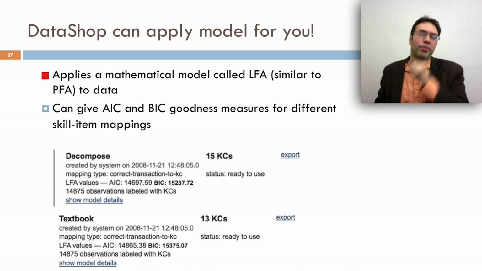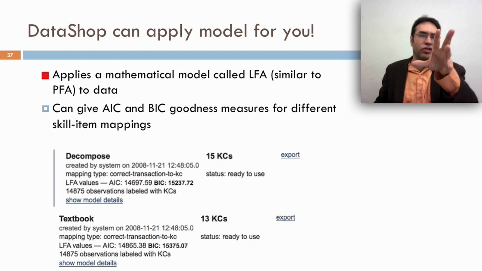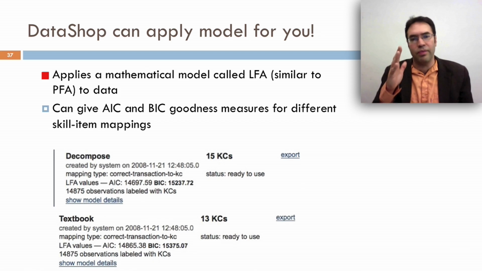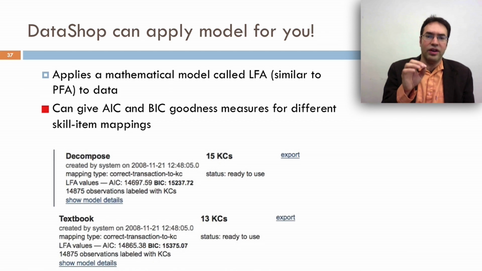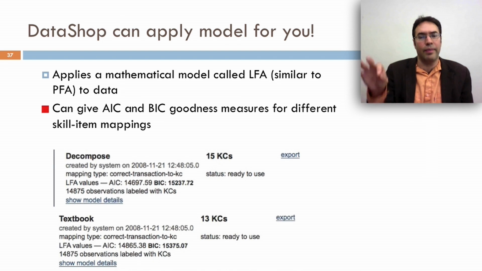Once you've built a skill item mapping, the Data Shop can actually test how good it is for you. It applies a mathematical model called LFA, which is similar to PFA, to the data, and then gives you AIC and BIC goodness measures for the different skill item mappings you might have created.